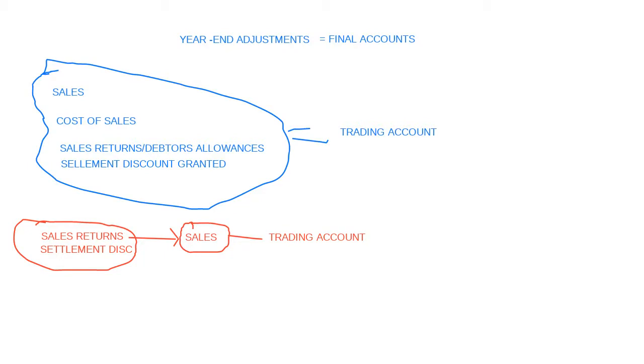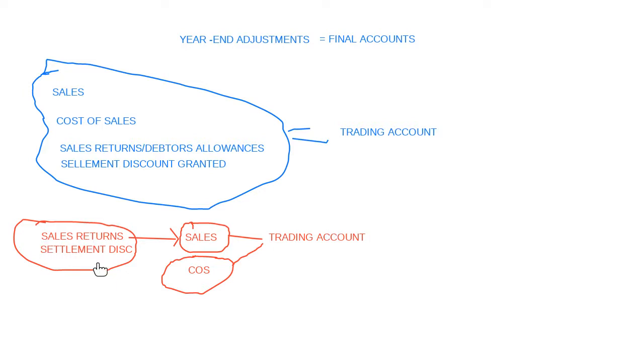Now, only after doing that, remember we need to compile the trading account. So it means, again, I need to check what we call the cost of sales. I'm going to put it as cost like that. Can you see now? So cost of sales, again, must also be transferred to what? To the trading account. So these sales and the cost of sales can be directly transferred to the trading account.